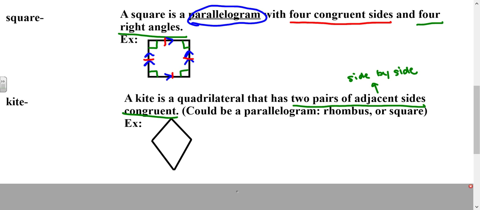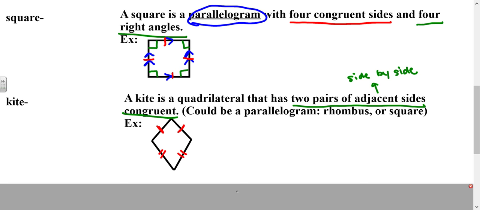Okay, so that means that this side is congruent to this side. These are adjacent to one another, they're next to each other. And then we have this side that's congruent to this side. So the top two are congruent to one another and the bottom two are congruent to one another. Notice I have one tick mark for these ones that are equal and two tick marks for these ones because these are different sizes than the ones up here.